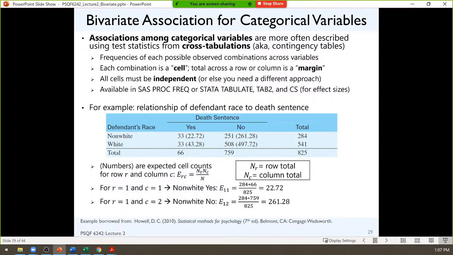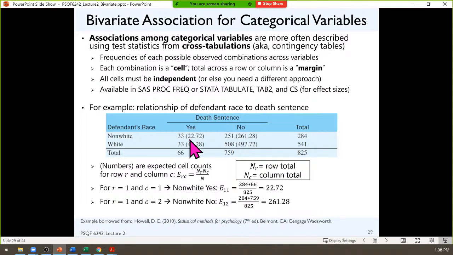We have to know what is expected. And what is expected is generated from the margins, these totals out here. Inside each of these cells in parentheses, these are what's known as expected frequencies or expected cell counts, and they are each computed as the number of people in that row, so the 284 for instance, times the number of people in the column, the 66 for this cell, divided by the total. So for this cell right here, where that 22.7 came from is the total for the row times the total for the column divided by the grand total.